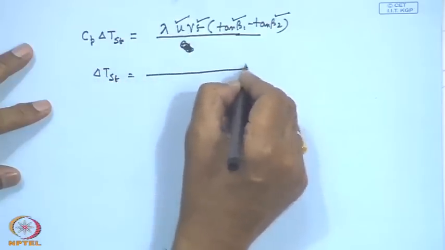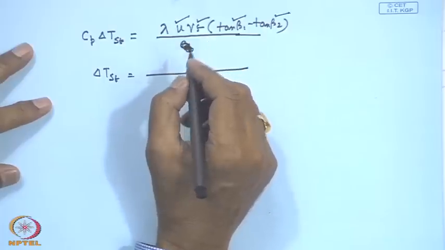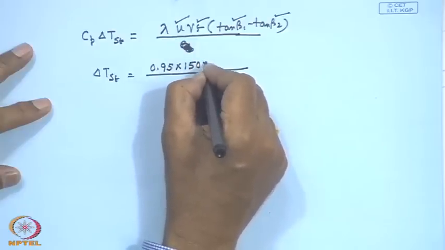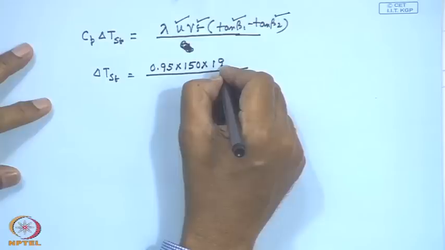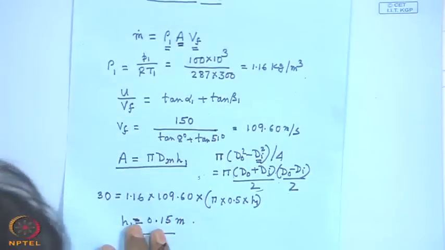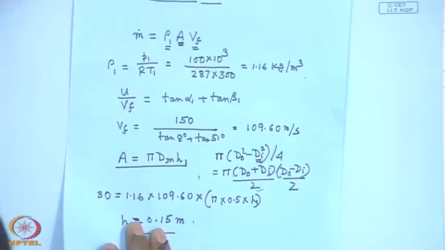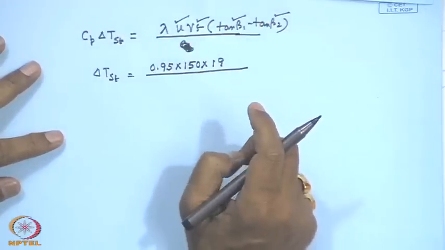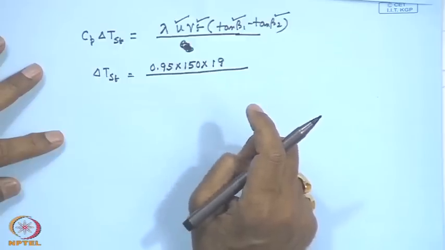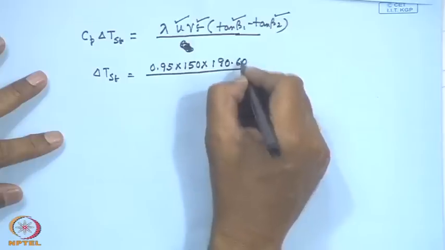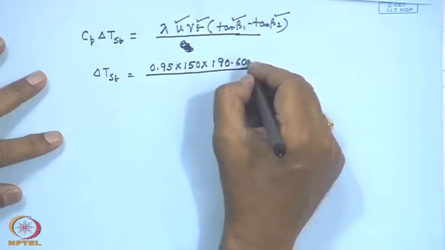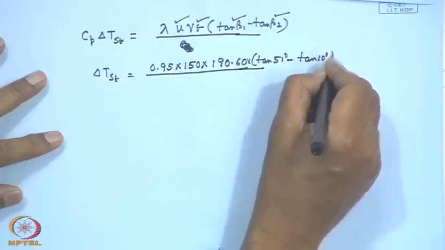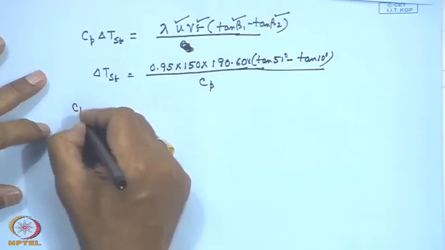What is the value of lambda here? Lambda is 0.95, it is given. The U is 150 meter per second. Vf we have calculated just now, Vf is 109.60. So, this is lambda U into Vf, 109.60, that is the Vf we have calculated, into tan of 51 degree minus tan of 10 degree, divided by Cp.